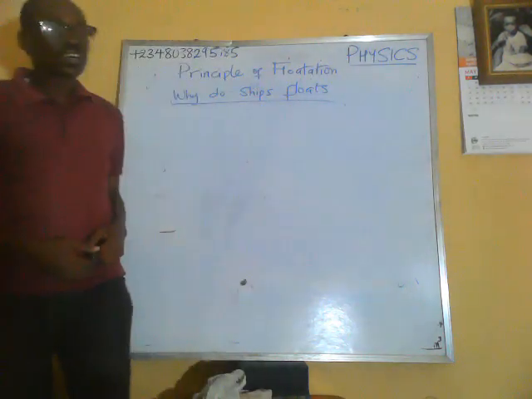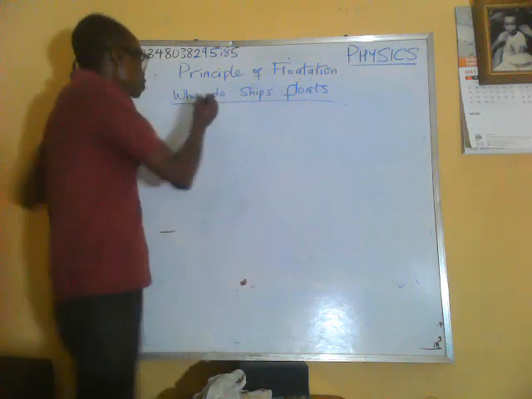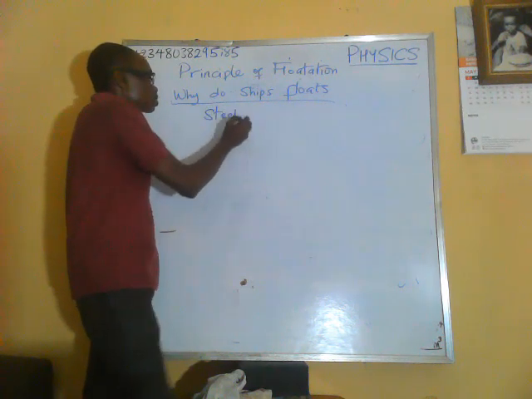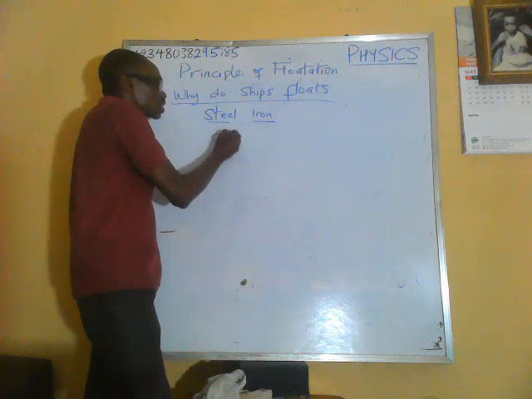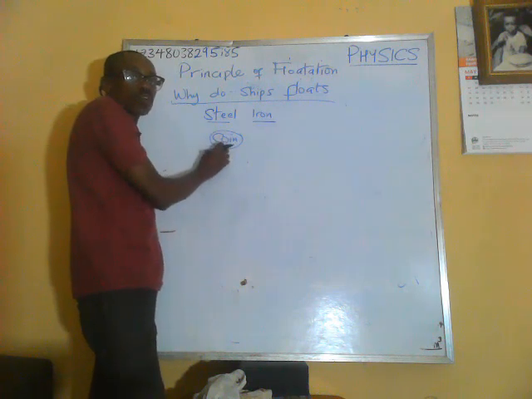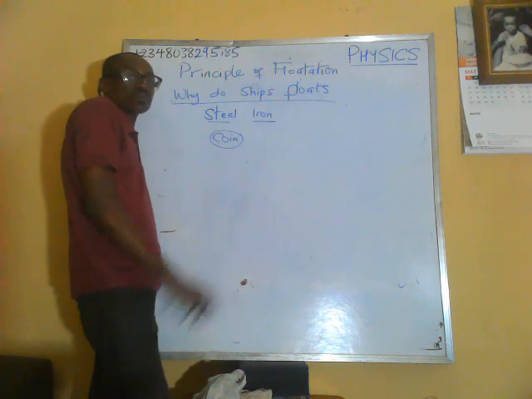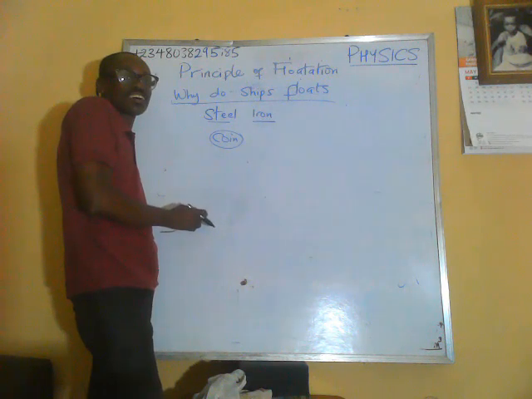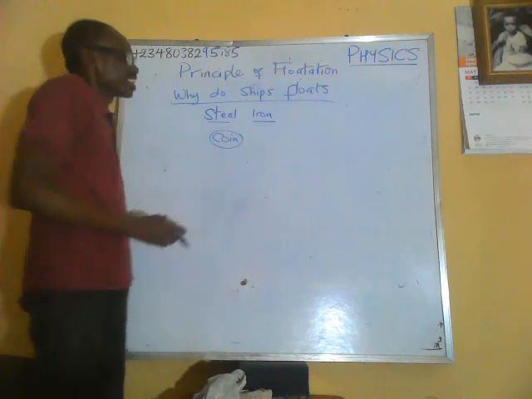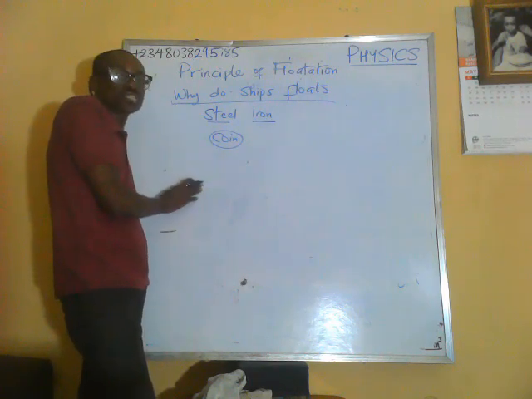Now, why do ships float? Isn't that amazing? Ships are made of steel and iron. A small coin made of iron will sink in water, but a large ship made of steel or iron floats. Why is it so? It's actually amazing. It's actually the design of the ship, the way the ship is designed.